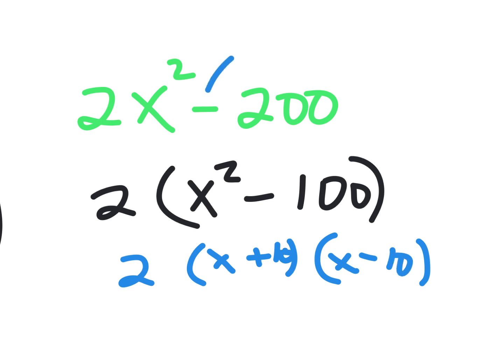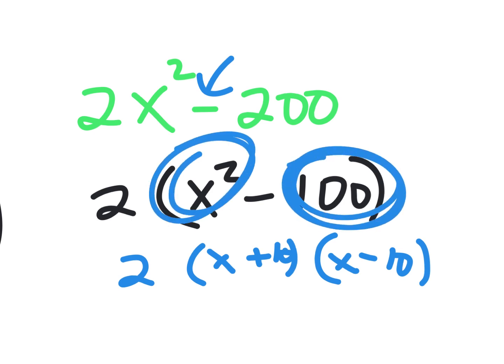That is called difference, because minus is a difference. Plus is the sum. This is a difference of squares, because that's a perfect square, and that's a perfect square.